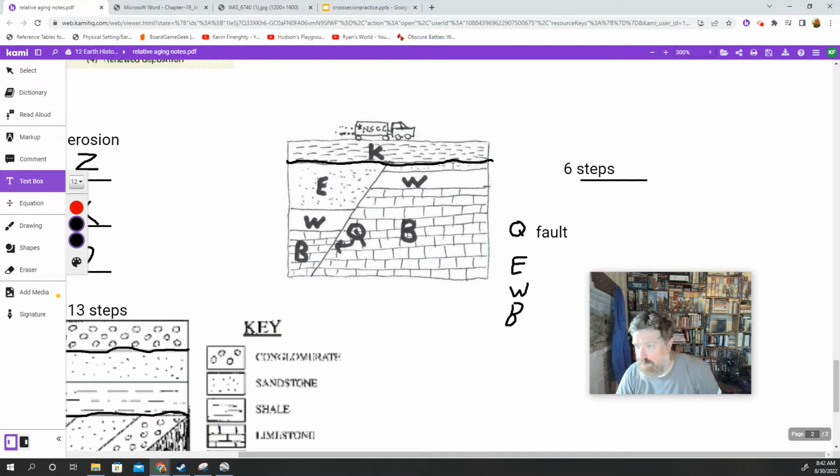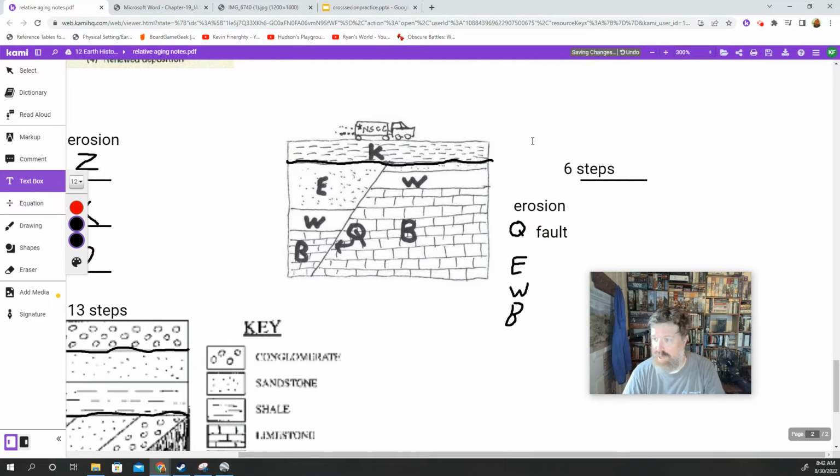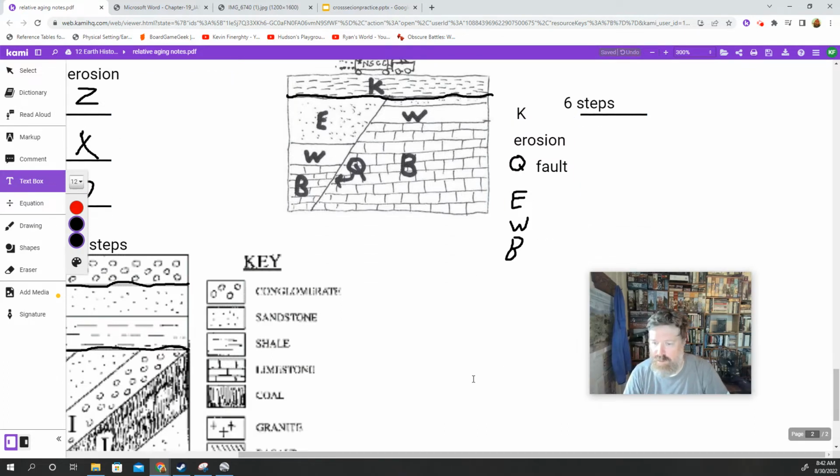Where's the rest of E? It was up here and it's gone. It's gone because of erosion. So our next step after Q is erosion. And after that, giving us that unconformity, would be K. And you want to say erosion last? Okay, cool. But that's the critical part right there.